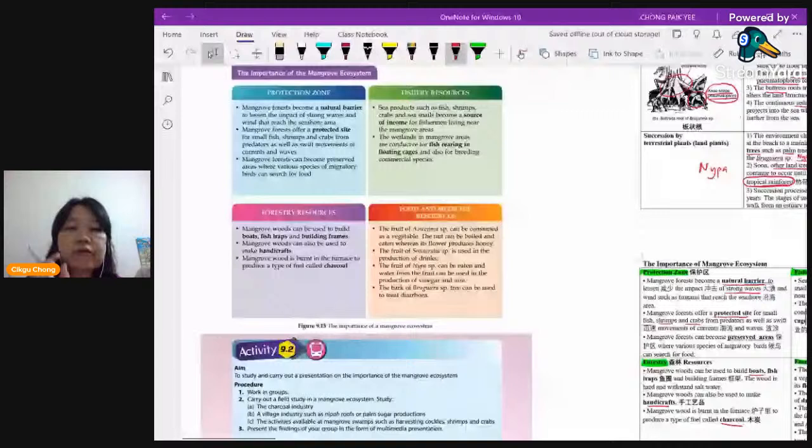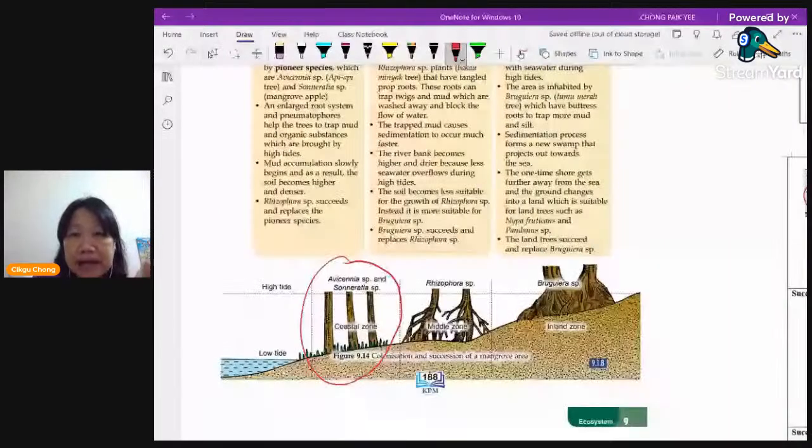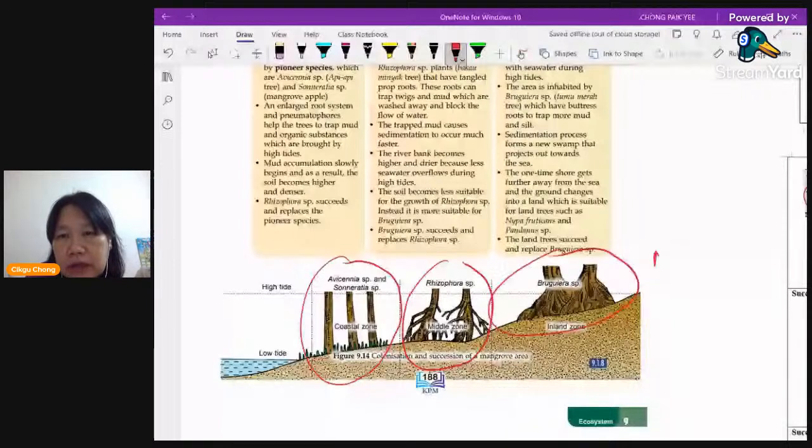This one you can just read through, it's what I've just mentioned to you. You can see in this coastal area, you will have these 2, Avicennia and Sonneratia. Then further upland, when it's a bit drier, the majority is Rhizophora. Then going further inland, where it's drier, you have Bruguiera. After that will be Nipa and Pandanus, which come after the Bruguiera. So this is what I want to let you know.